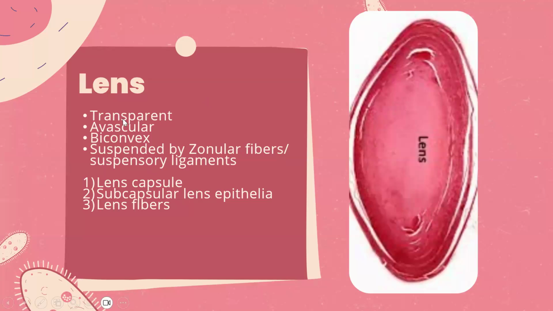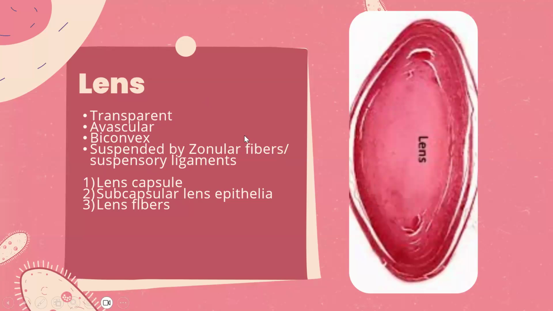It is transparent, with the same concept as the cornea being transparent, because of the arrangement of the fibers. It is avascular, again, because we don't want to see blood or red things. We want to see clear things. That's why it's avascular. It is a biconvex lens. So our lens is a biconvex lens.